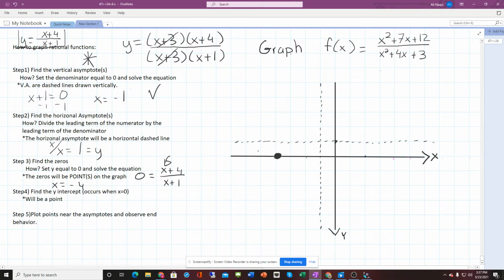Okay, now let's find the y-intercept. It occurs when x equals 0. So I have the point 0, and I'm going to look right here. 0 plus 4 is 4. 0 plus 1 is 1. So the point is 0, 4.